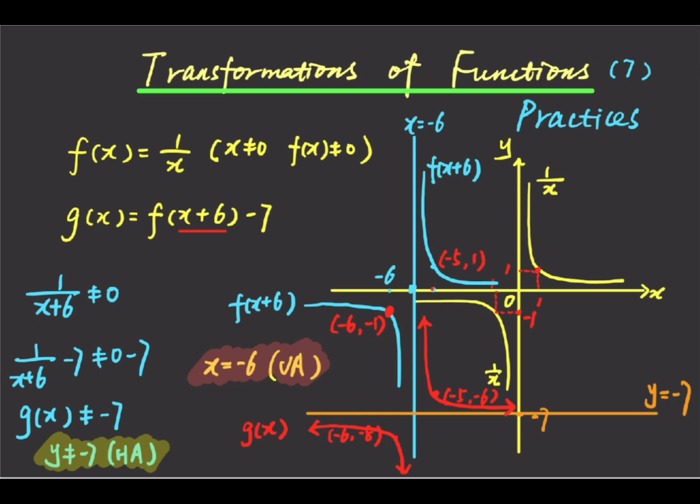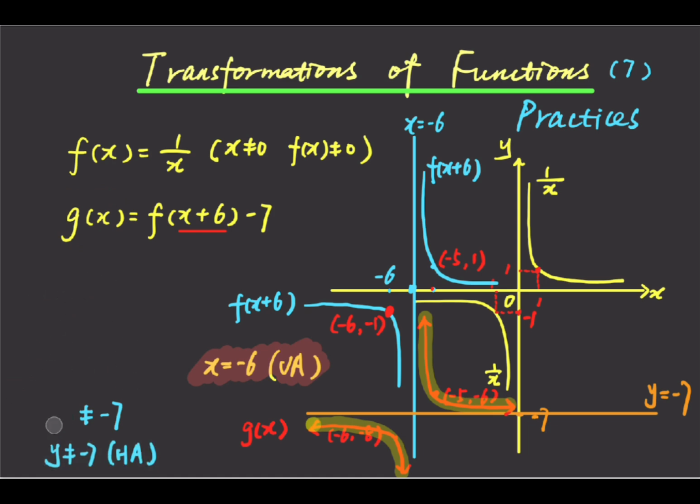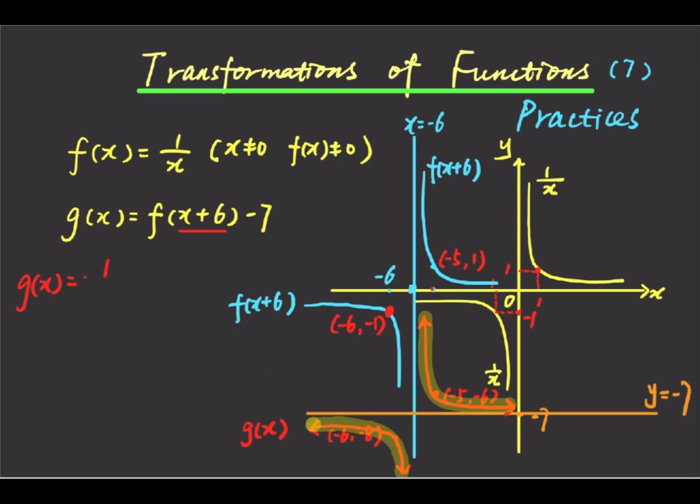Okay, then we can use this method to mark the transformed final function g(x). Okay, from the previous analysis, we can figure out the exact expression: g(x) should be 1 over x + 6 minus 7. But you need to add the restrictions. That is, x cannot be equal to -6, and g(x) cannot be equal to -7.